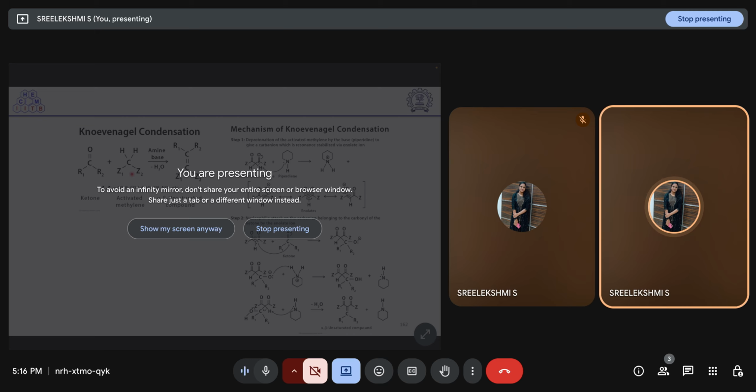So this is the proton abstraction from this active methylene compound, then it will attack over this center. This will become OH. Then a second proton abstraction from this active methylene compound, and then dehydration will result in this alkene, and it will be an alpha beta unsaturated compound. And this reaction is known as Knoevenagel condensation.